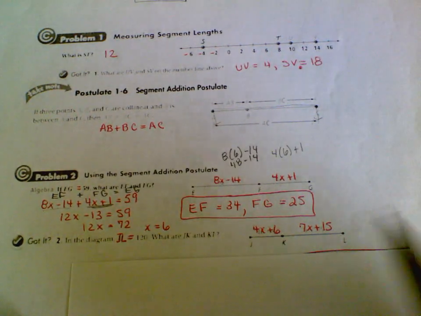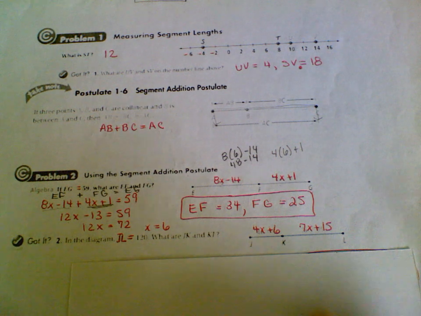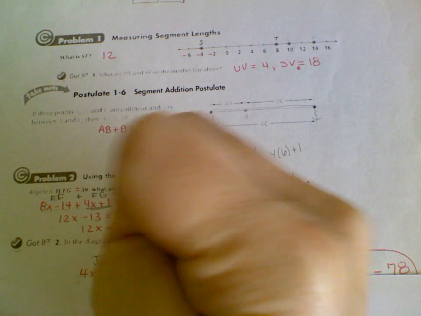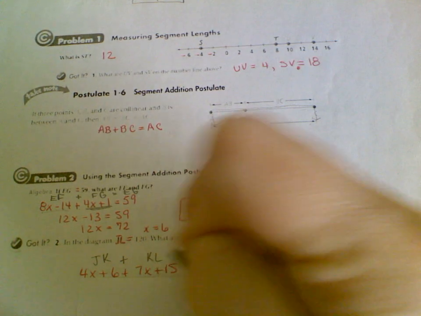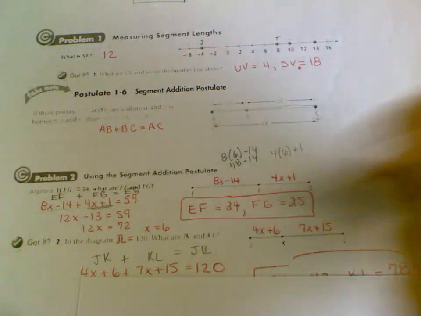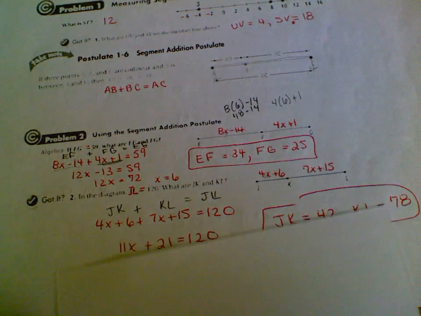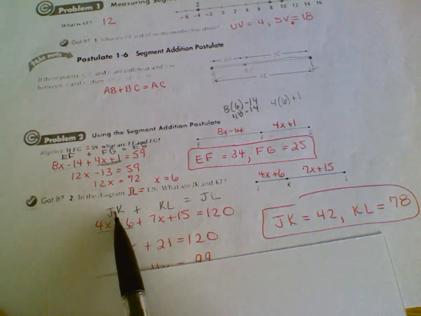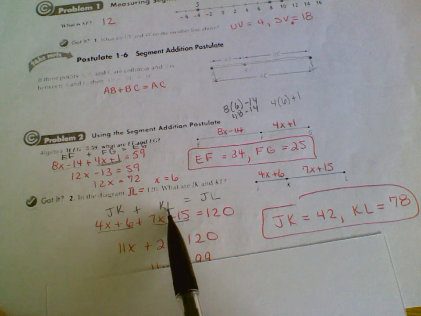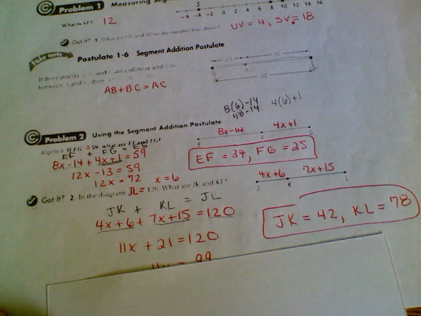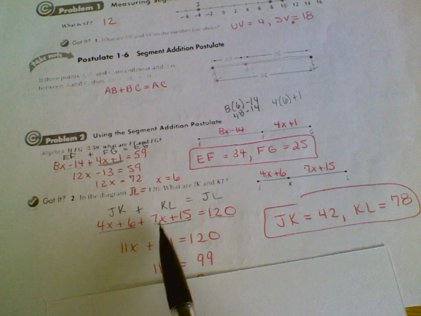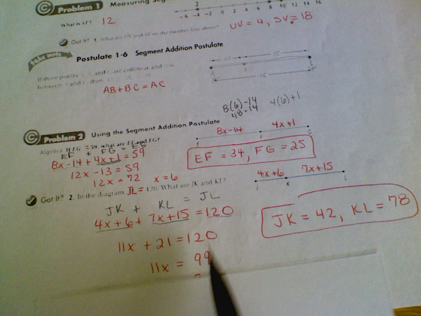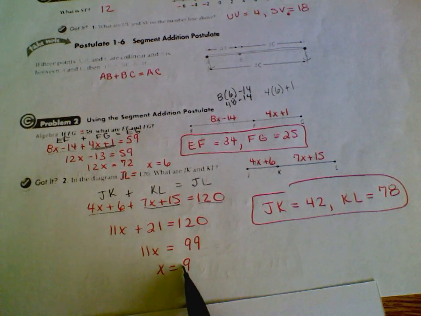Okay, so here are my 2 expressions and then my total. So I would set it up JK plus KL equals the big one, JL. So in doing that, I substitute in my expressions. 4x plus 6 is JK, KL is the 7x plus 15, and then 120 was what JL is. So then I start solving. Combine my x's so I get 11x, combine my numbers and get 21. Then I'm going to subtract 21 over and get 99, and then divide and get 9.